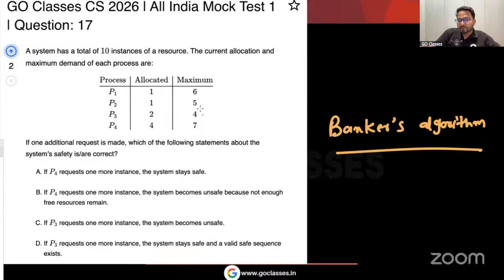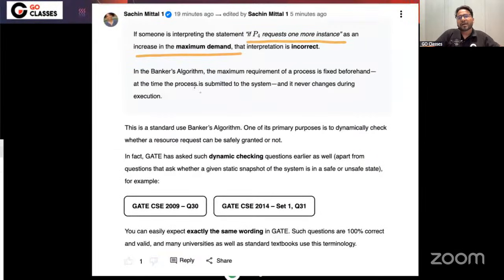Maximum is always fixed. No one can change it, because that has to be fixed while you are submitting the process. In Banker's algorithm, the maximum requirement of the process is fixed beforehand at the time the process is submitted to the system, and it never changes during the execution.